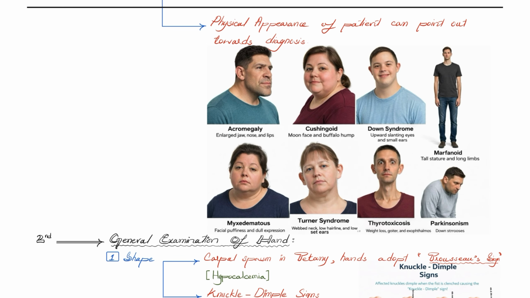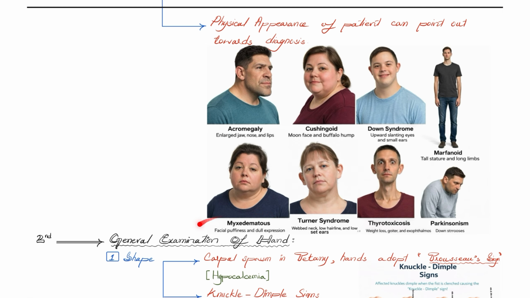For example, in case of acromegaly, the patient will have enlarged jaw, nose, and lips. In case of Cushing syndrome, the patient will have a moon face and buffalo hump. In case of Down syndrome, there is upward slanting of eyes, which is also called Mongolian eyes, and small ears. And if the patient has tall stature and long limbs, it can be indicative of Marfan syndrome.